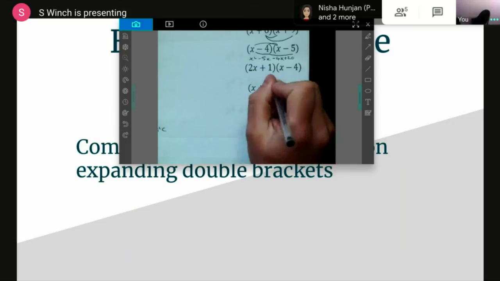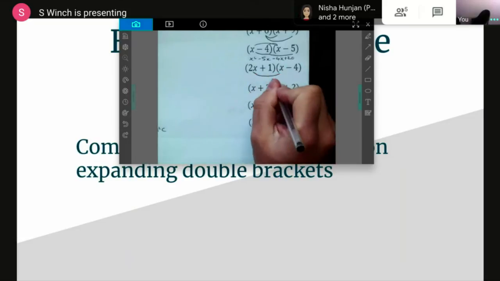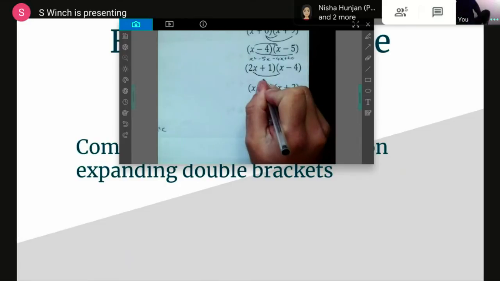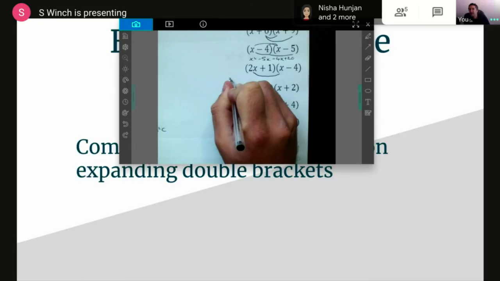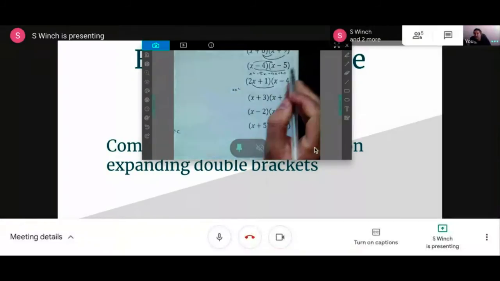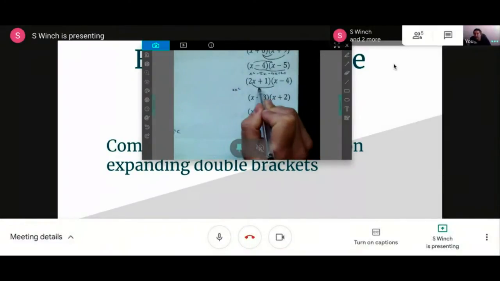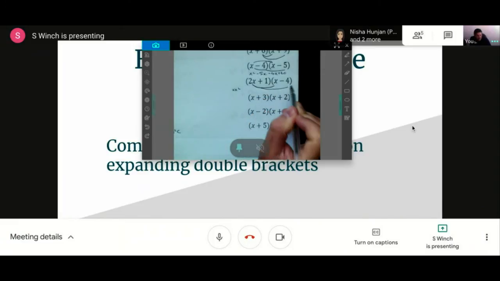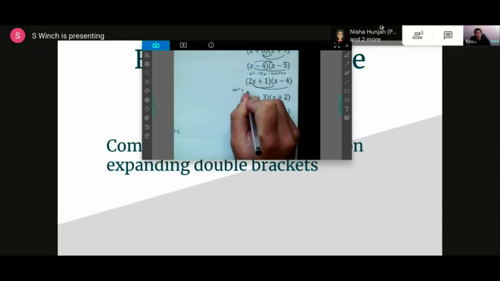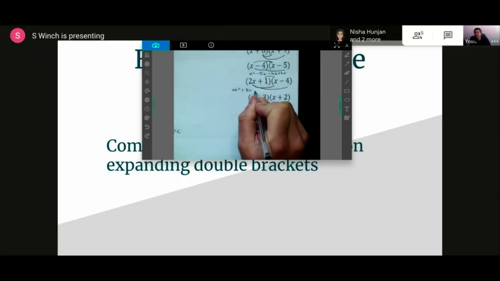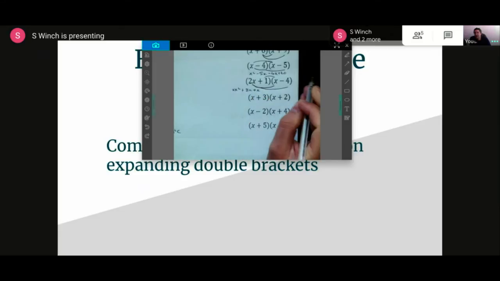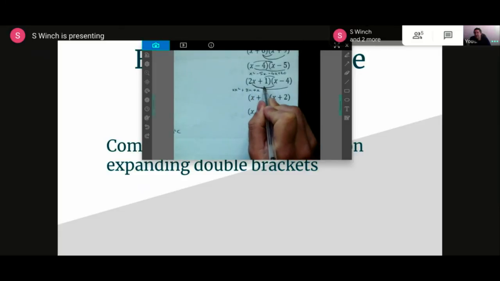I'm aware of time. If we started off with 2x and x to give us 2x squared, and then slightly different question here because you've got a number in front of the x at the start. 2x times 4 to give us 8x. And then we've got positive 1 times x to just give us positive x. And then finally, positive 1 times 4 to give us negative 4.